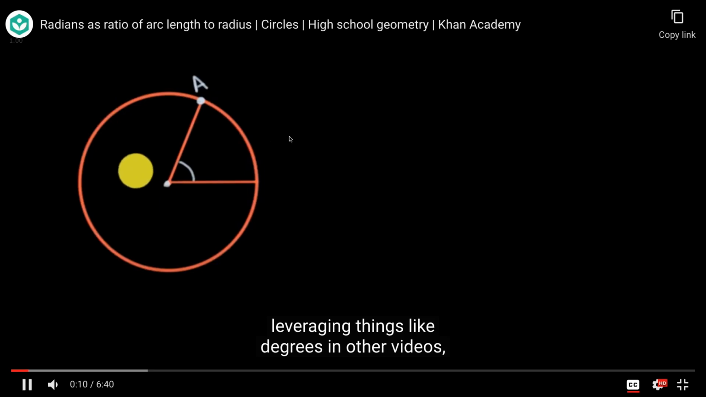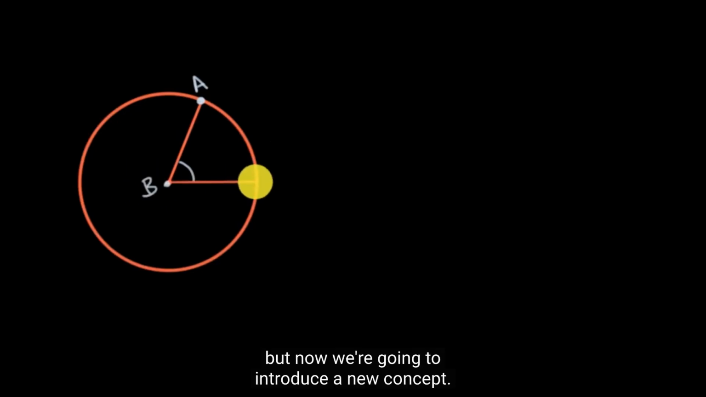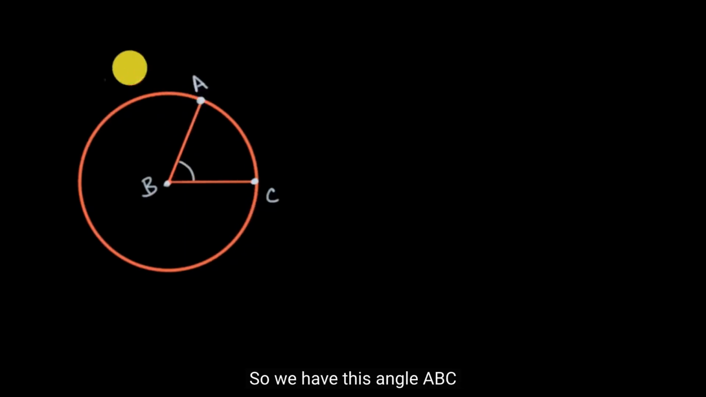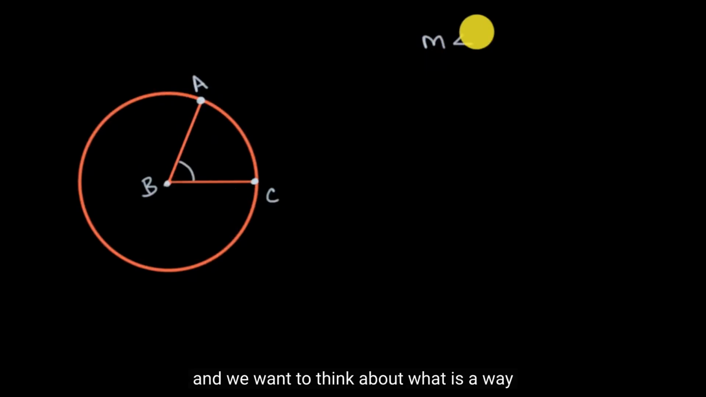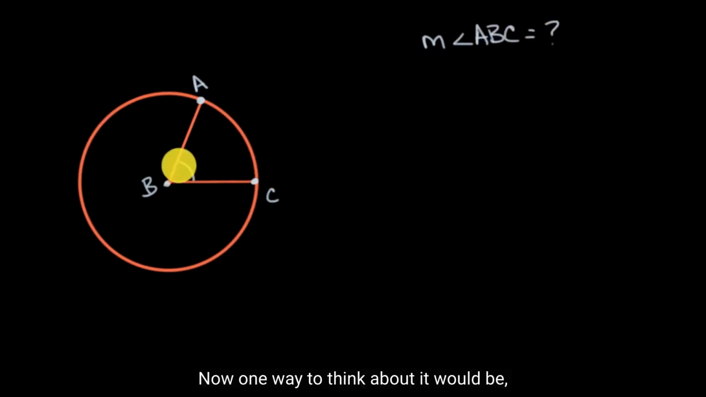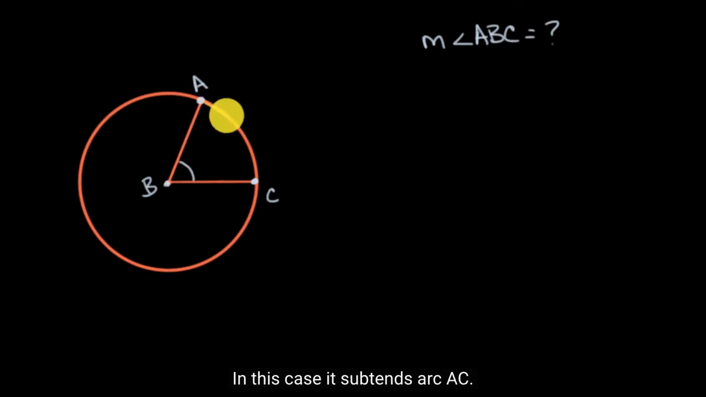You might have seen things like degrees in other videos. But now we're going to introduce a new concept, or maybe you know this concept, another way of looking at it. So we have this angle ABC, and we want to think about a way to figure out a measure of angle ABC. Now, one way to think about it would be, well, this angle subtends some arc. In this case, it subtends arc AC.